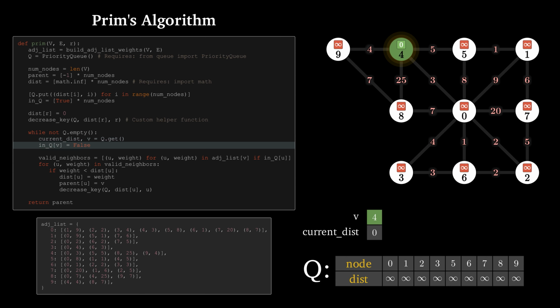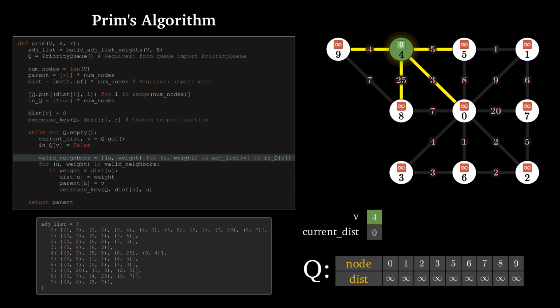Now what is the idea behind Prim's algorithm? We currently have a connected component consisting of a single node, the node 4. Our goal is to expand this connected component by selecting the edge with the smallest weight that connects it to a node outside of that component. To do this, we look at all neighbor nodes of node 4, that is node 0 with weight 3, node 5 with weight 5, node 8 with weight 25, and node 9 with weight 4.